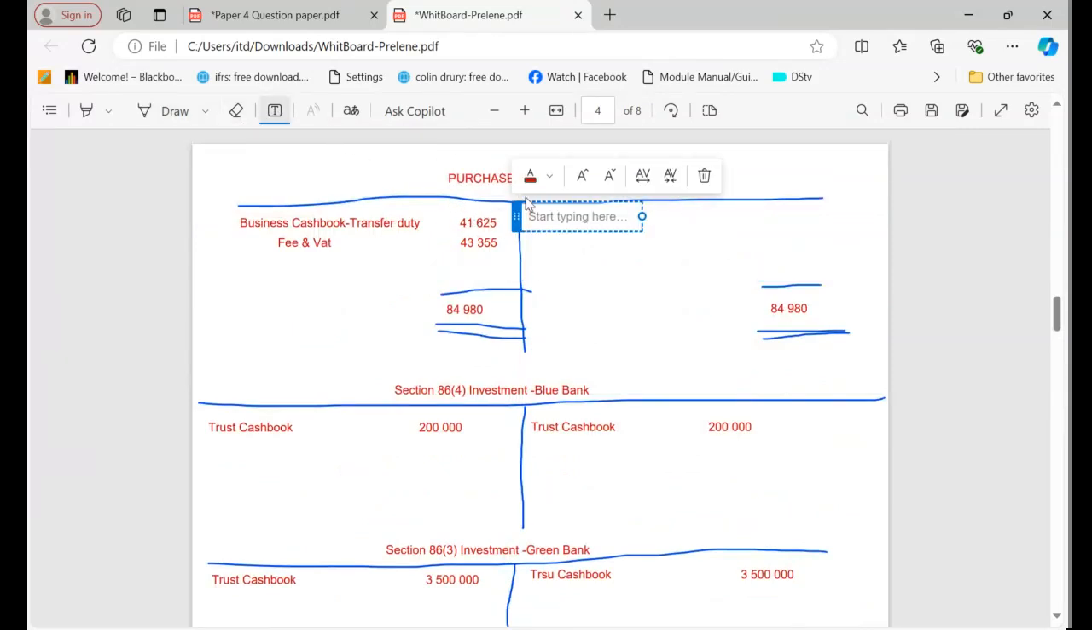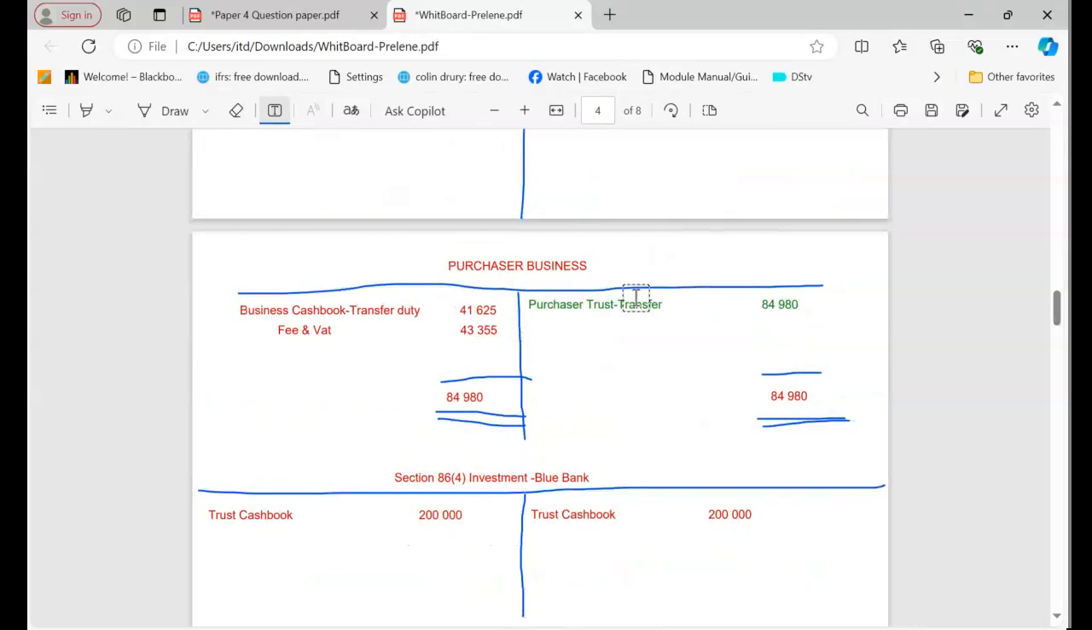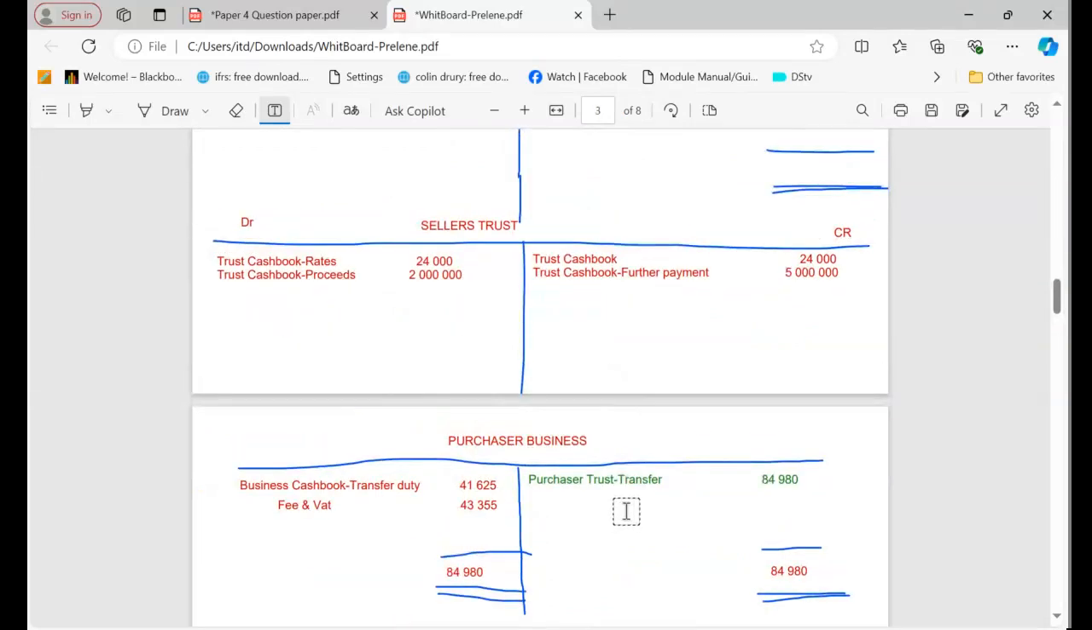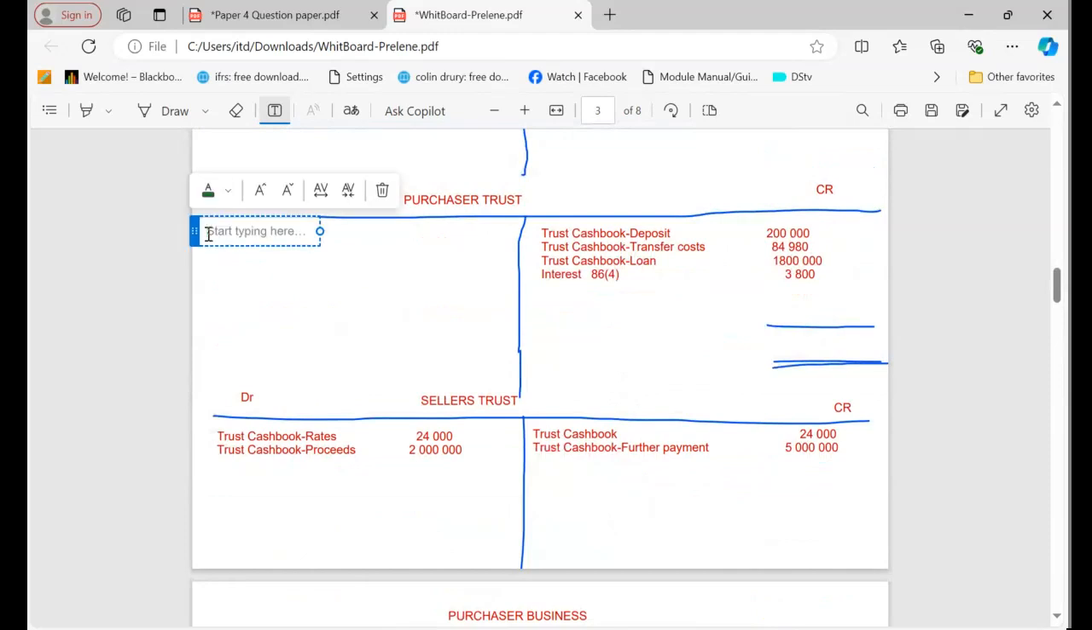The transfer takes place between purchaser, trust, and the business. Okay. Transfer. And then we can transfer the whole amount of 84980. Let me just change it. Transfer it. I must also transfer, go take it to the here on this side. And then you say purchaser business and transfer. And then how much? 84980. Thank you so much.